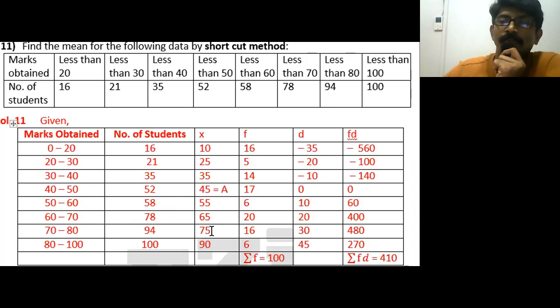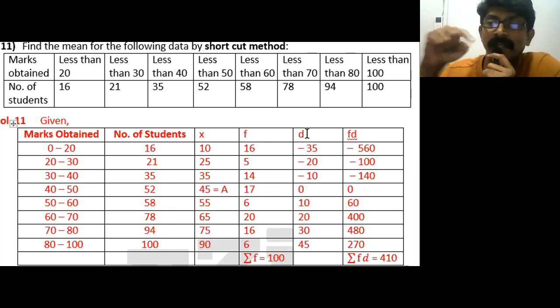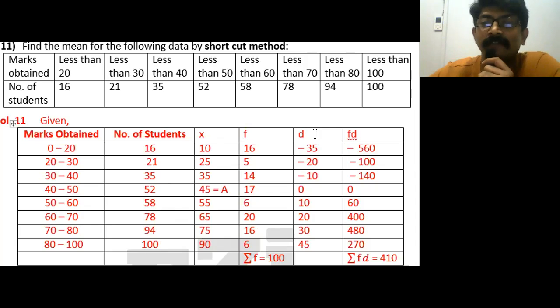I hope you understood this column X, column F. इधर तक सब कुछ समझ में है? Obviously summation F तो 100 ही रहेगा. Now we require only two columns, that is D and FD. How to calculate this D and FD? Simple.